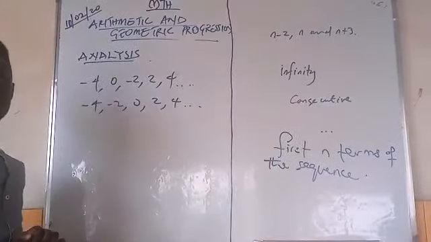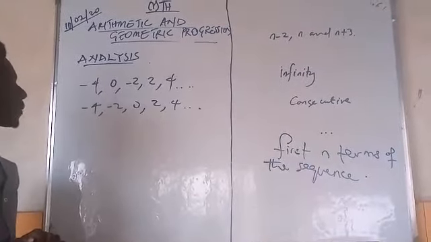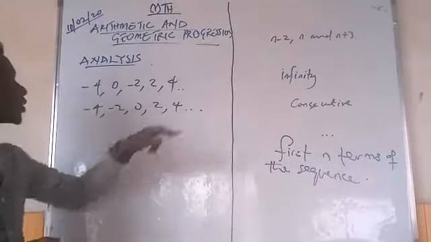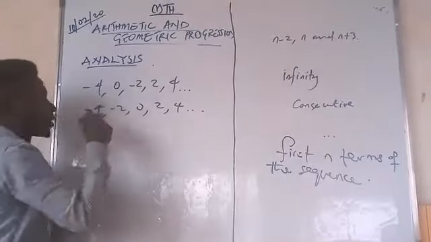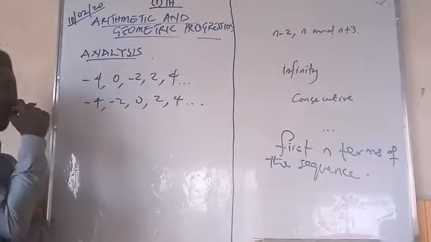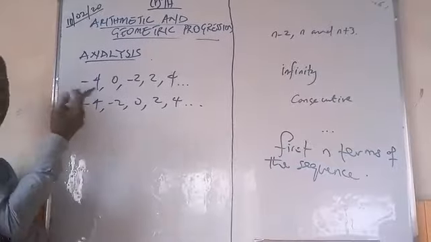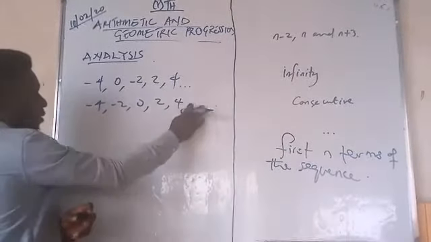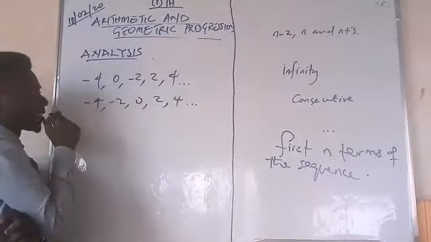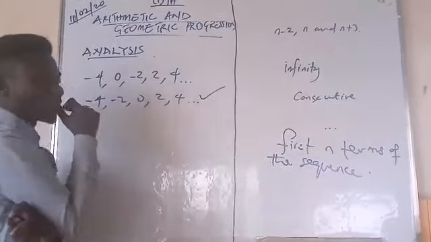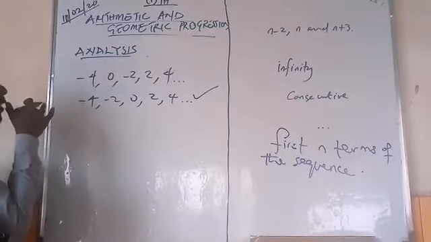A sequence? The second one. Can someone tell us why the second one is the sequence and not the first one? Because it's arranged. Arranged how? It is the second one. You are correct. Why is the second one a sequence?